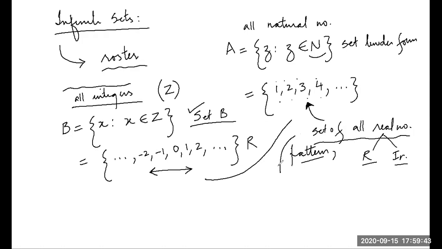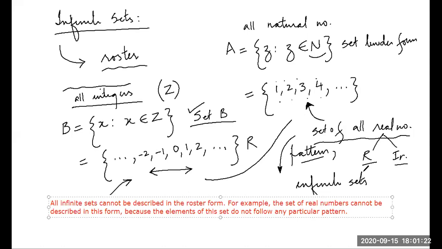Maybe some other sets which are infinite sets you can also think of in the roster form. Yes, students. So not all infinite sets can be described in roster form, but it would be wrong to say that any infinite set cannot be described in roster form. Some can be. But the set of real numbers cannot, because the elements of this set do not follow any particular pattern. All right.